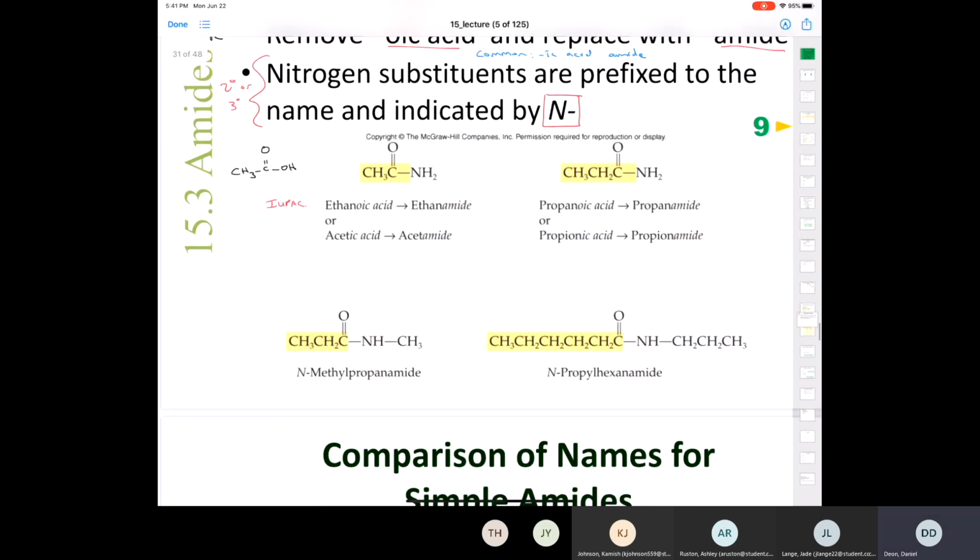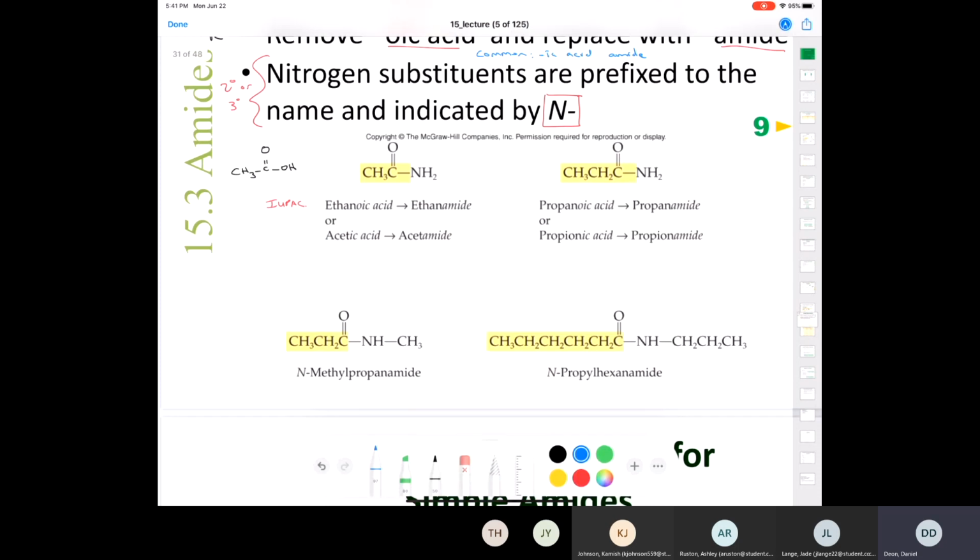Okay, so let's go back down here. If I said to anybody in the class, I want you to give me the common name of this carboxylic acid, you would say acetic acid, so we replace ic acid with amide. So acetamide. Some people call it acetamide, I don't care, as long as I understand what you're saying and it makes sense, that's good enough for me. Same thing follows here. We have propanoic acid. We replace oic acid with amide. So we get propanamide.